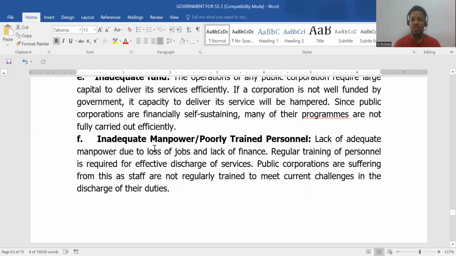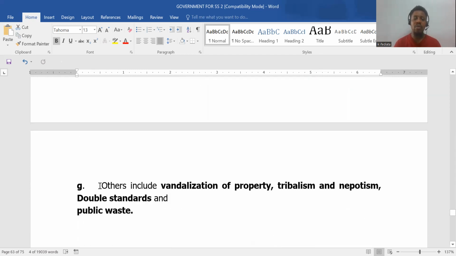Now, inadequate manpower or poorly trained personnel. This is linked with tribalism. When you employ people based on tribal sentiments or whatsoever, right? Most often they are not properly trained. So the corporation is lacking the right manpower to execute its day-to-day affairs. We have to note some of these things. Now, we also have vandalization, tribalism, and the likes, double standards.